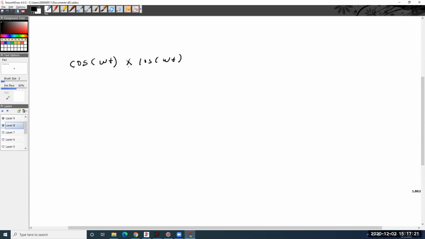So cosine omega t times cosine omega t is convolution in the S domain. So this works both ways. If you're multiplying here and it's really a multiply, you have convolution there.